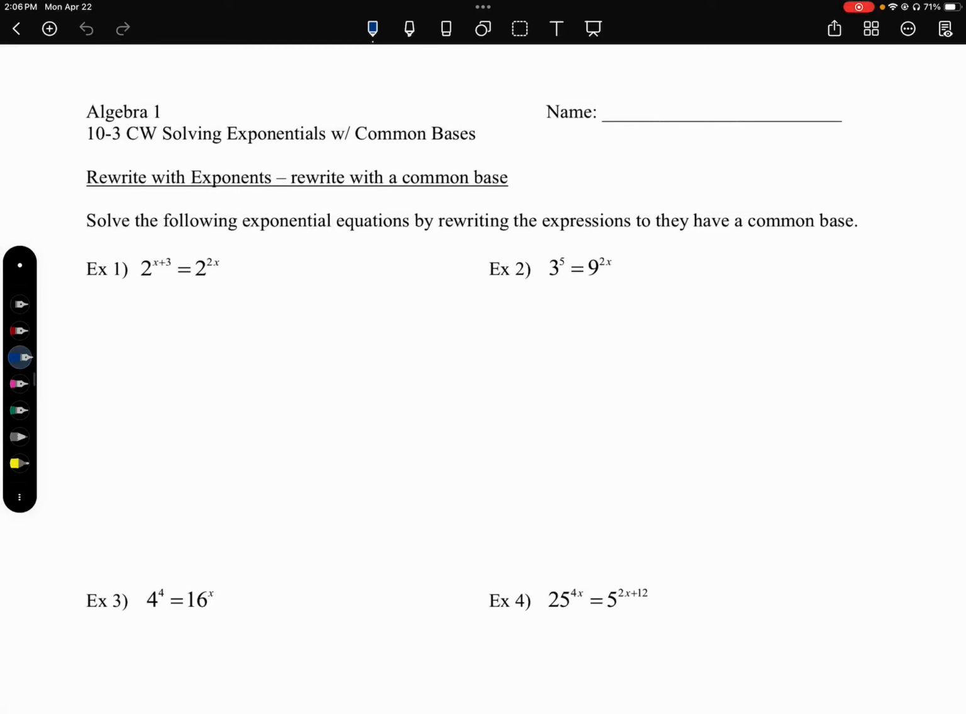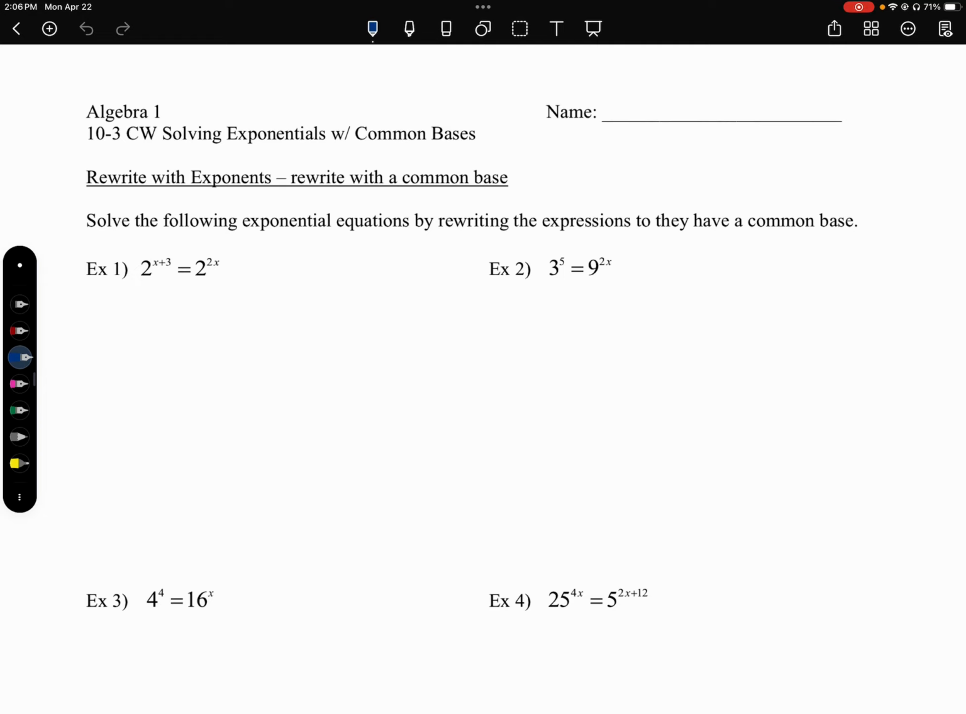Welcome to the notes for 10-3. Today we're going to solve more equations, but we're going to switch over to exponential equations. Our focus here today will be to focus on rewriting expressions so that they have common bases.